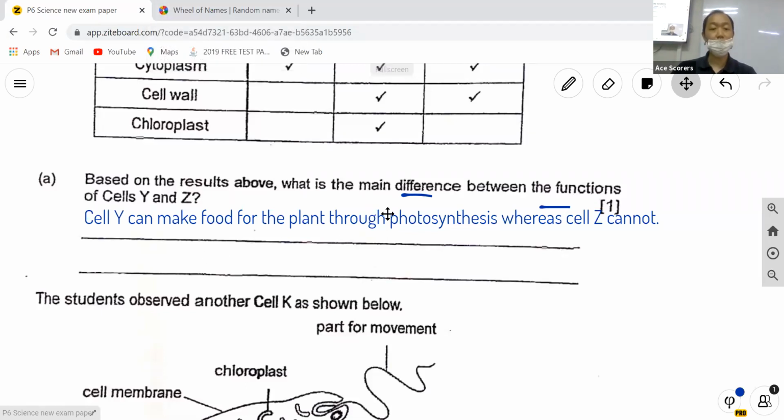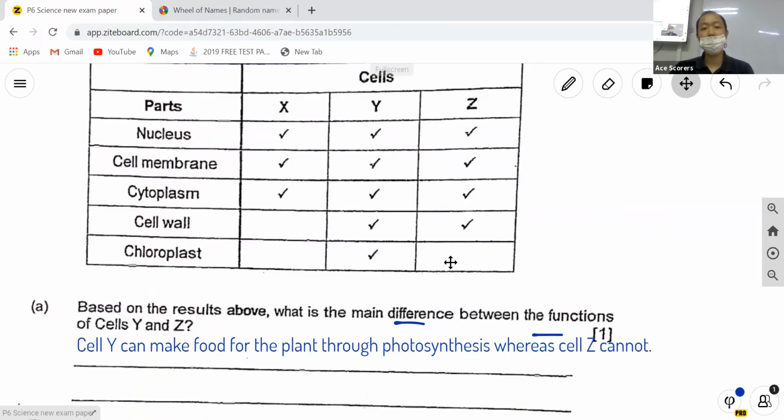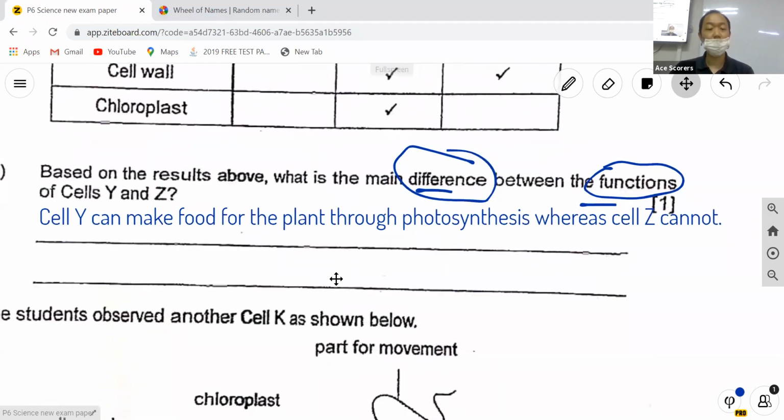Is that right? They're talking about function. So just say the function, and don't say that this one has chloroplast and this one doesn't. That's description. They're not asking you to describe. You see, there's this thing called the command word. The command is function, and they want the difference between the functions. Cell Y can make food for the plant through photosynthesis, whereas cell Z cannot.